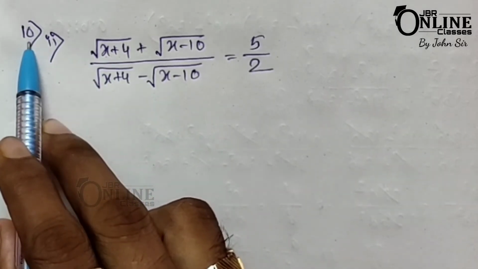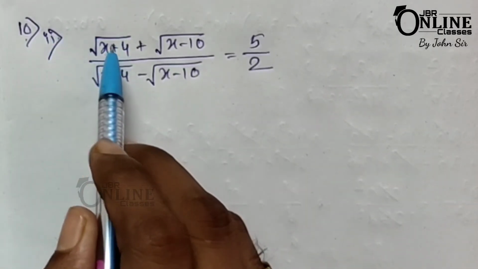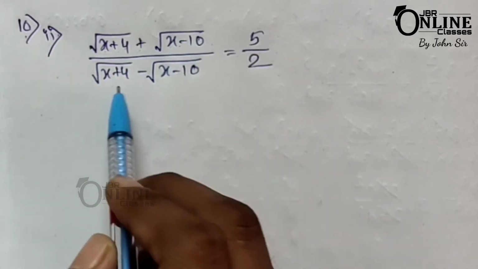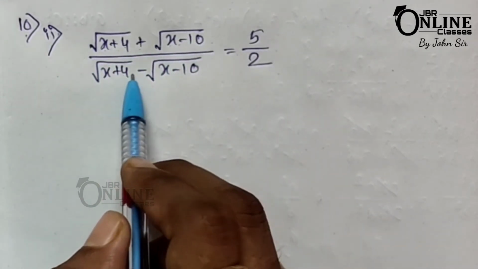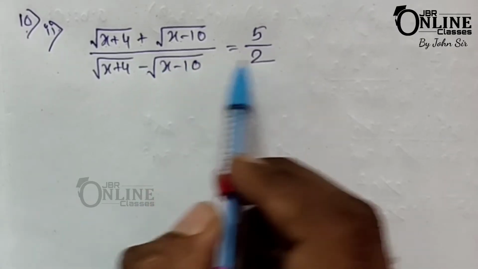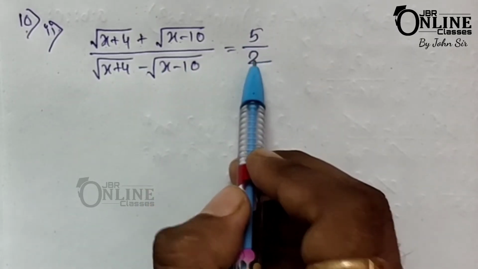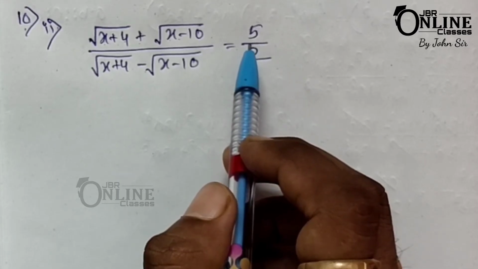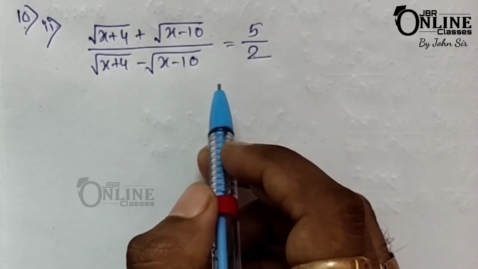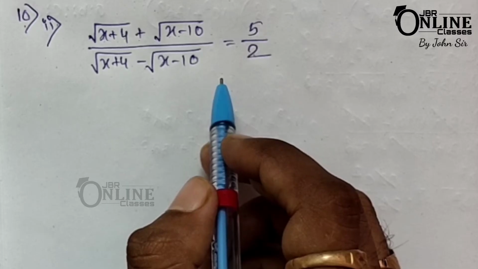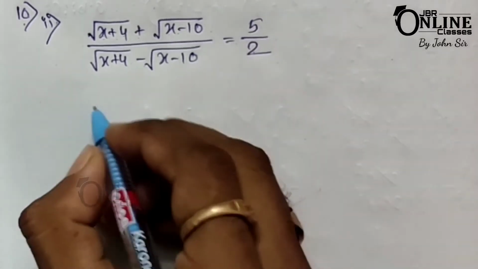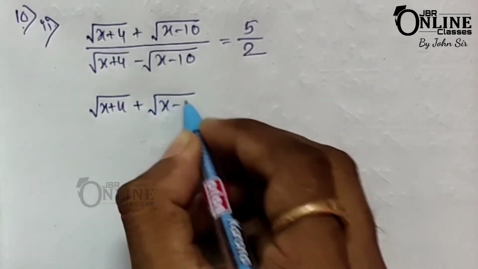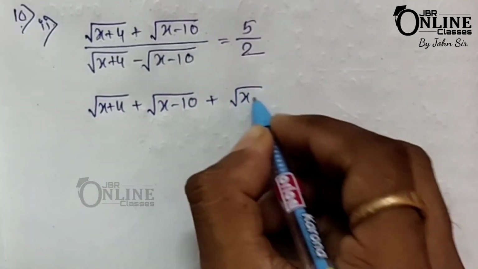So here, sum number 10 (2): it will be root over x plus 4 plus root over x minus 10, divided by root over x plus 4 minus root over x minus 10, and that equals 5 by 2. Now from that equation you have to find out the value of x. Okay, so first you can apply the componendo and dividendo formula. After applying componendo and dividendo, it will look like this.